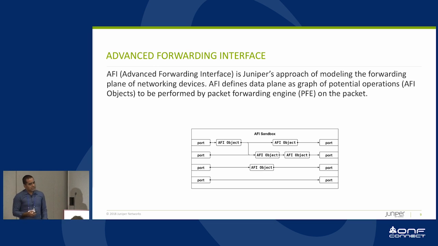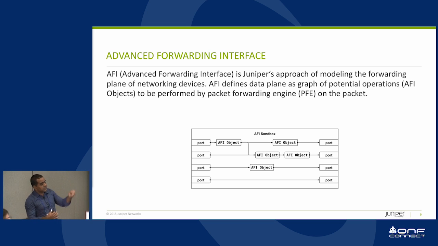Okay, so what's AFI? AFI is Juniper's way to model the forwarding plane, right? How P4 looks at the forwarding plane is a match action pipeline and a few more things. In Juniper, we look at the forwarding plane as a graph of AFI objects. We want to make it so flexible that it can be easily mapped to all our targets, and also easy enough for anybody to program using AFI.